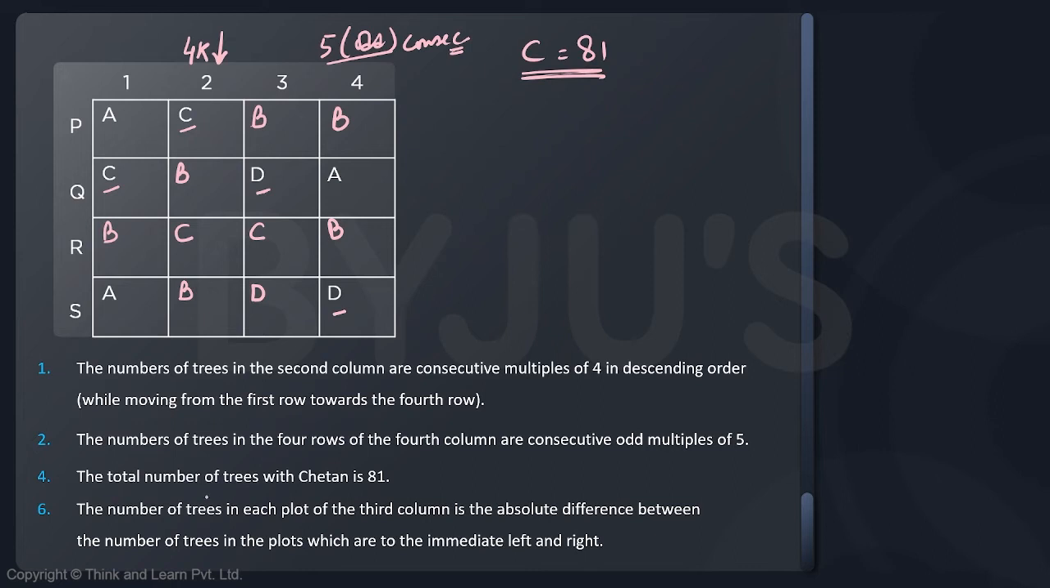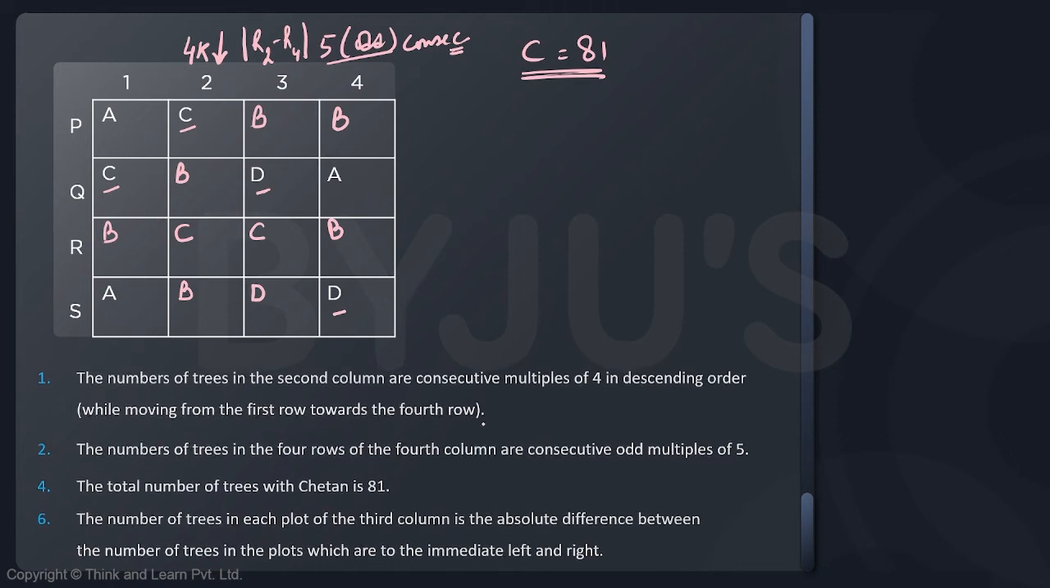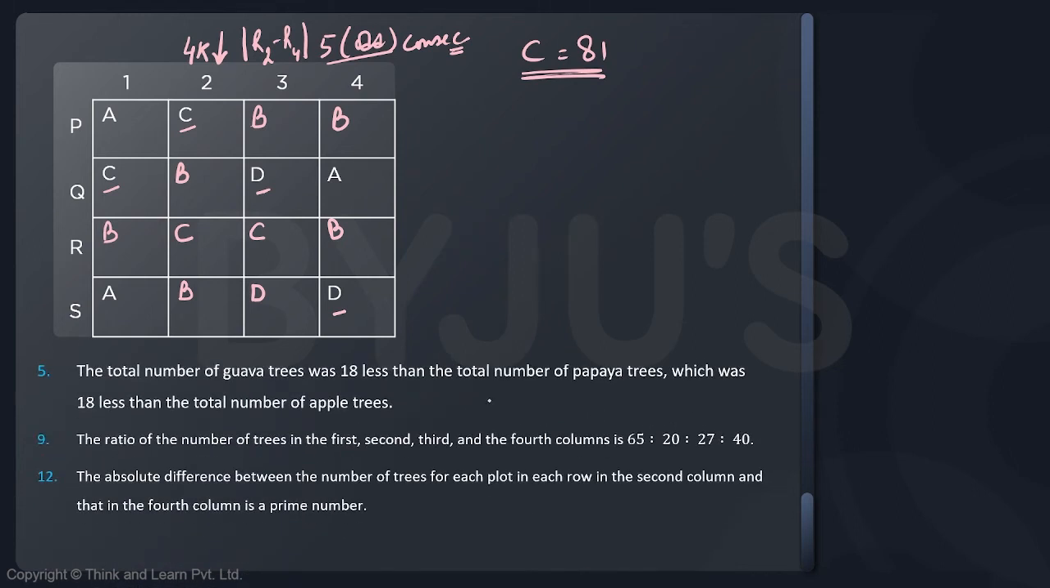Next information. The number of trees in each plot of the third column is the absolute difference between the number of trees in the plots which are immediate left and right. And absolute difference means without the sign, the difference of these two. So in the third column, we have row number 2 minus row number 4, and the absolute value of that. Row 2 minus row 4, the absolute value of that is to be used here. These are these 4 pieces of information. I'll move ahead to the final set of information now. Let's try to do it.